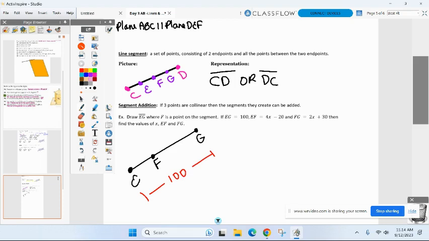I dropped it again, didn't I? EF, I dropped it. It's not there anymore. So that tells me EF has a length of 4x minus 20. So EF is 4x minus 20. And I dropped the symbol from FG. FG, 2x plus 30.